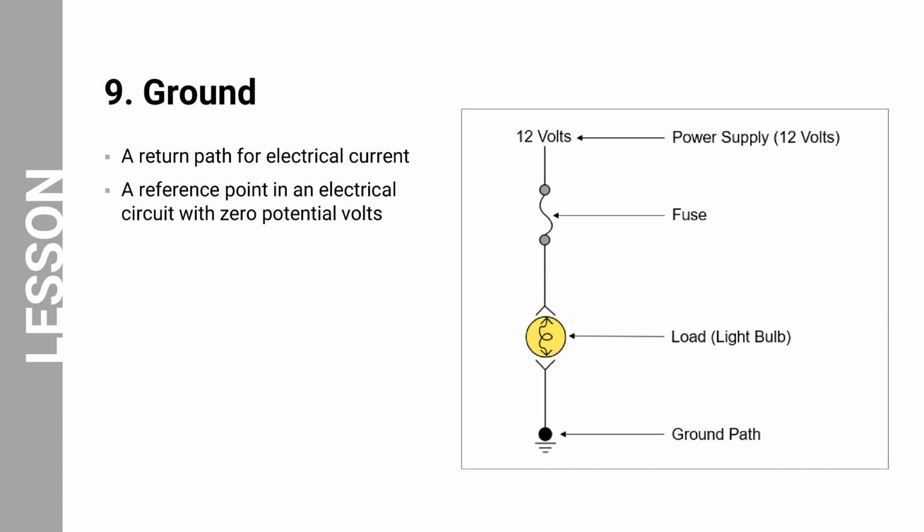The fuse is there to protect the circuit from overload. If the current flowing through the circuit exceeds the fuse's rating, the fuse will melt and break the circuit, preventing damage to the other components. The ground path provides a safe path for the current to flow in the event of a short circuit. If a short circuit occurs, the current will flow through the ground path instead of through the light bulb, preventing the light bulb from overheating and burning out.